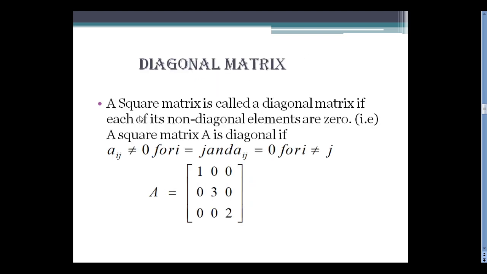Diagonal matrix. What do you mean by a diagonal matrix? In a diagonal matrix, we have aij not equal to 0 where i equals j, and aij equal to 0 otherwise. That is, the diagonal elements have values, and the remaining other values are 0.